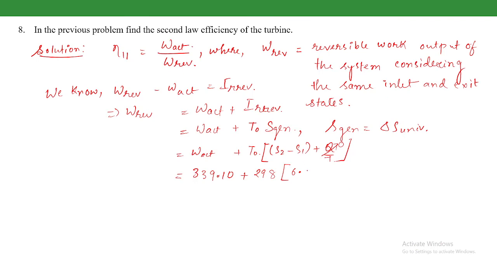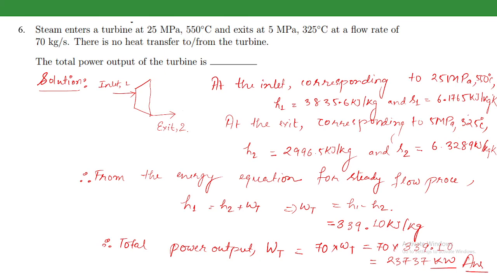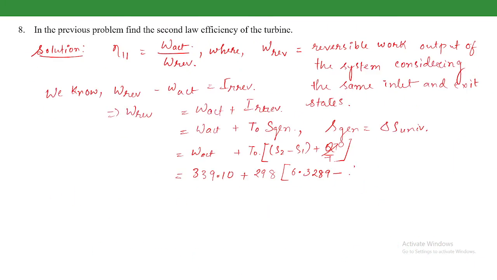So 6.3289 minus the initial, 6.1765, that is the inlet. Okay, so this value comes out to be 339.10 plus this is 45.41. So this value is 384.51 kilojoule per kg.